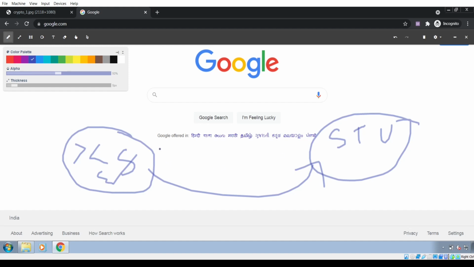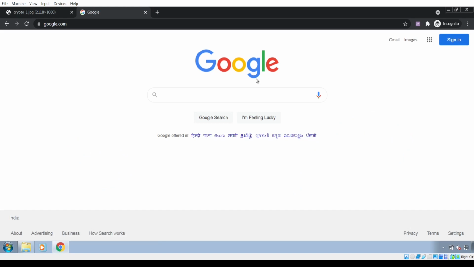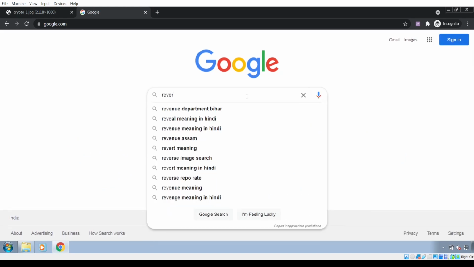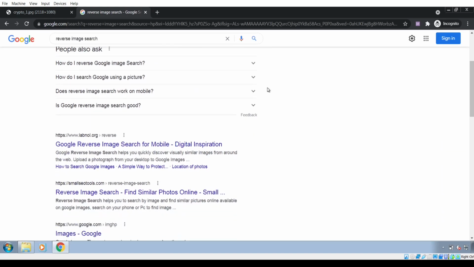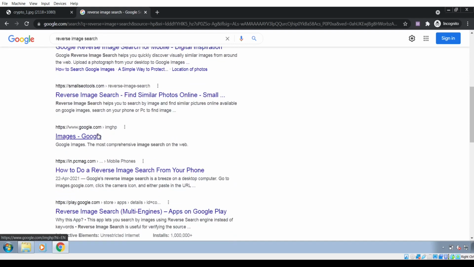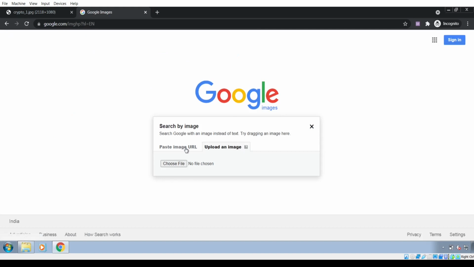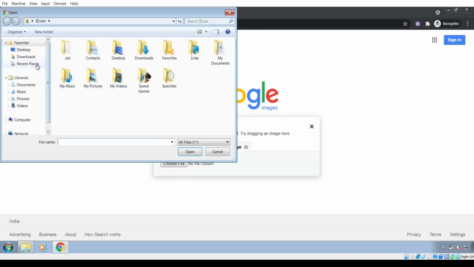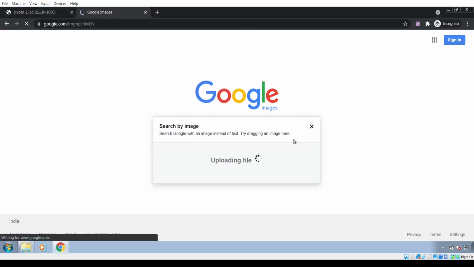We do a reverse image search. Let's see how we can do a reverse image search. Let's search for reverse image search, and here we are. There are certain websites, but I prefer you to use Google. Let me upload the screenshot that I have taken, what is this .png. It's being uploaded.